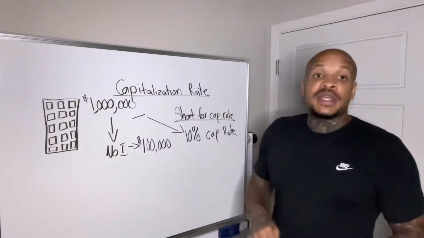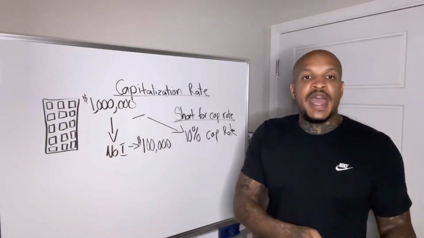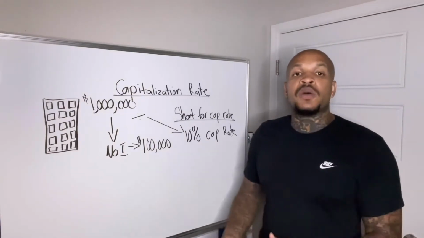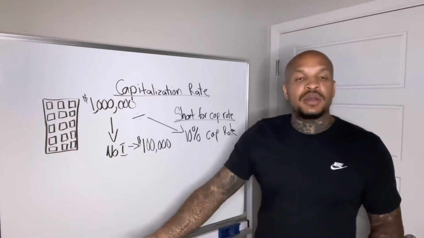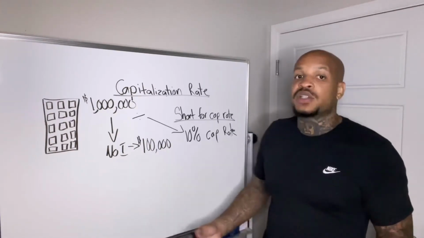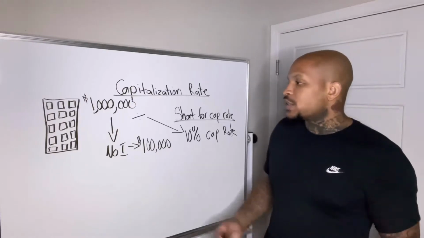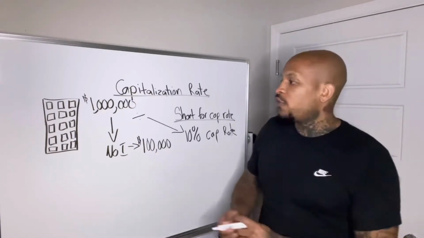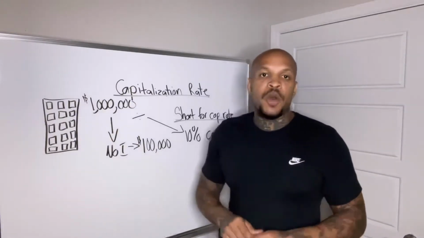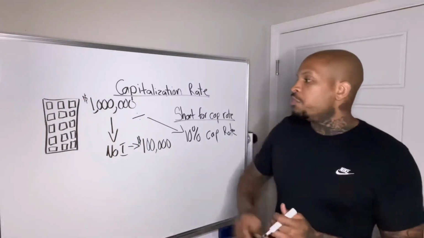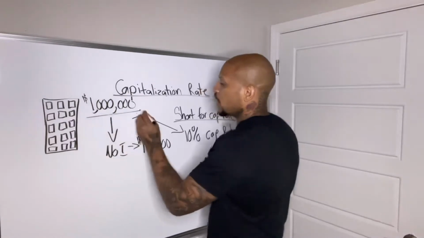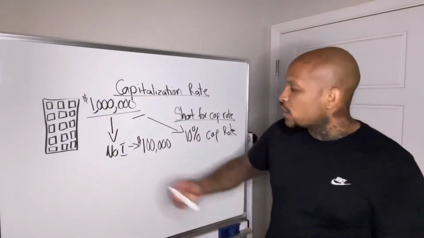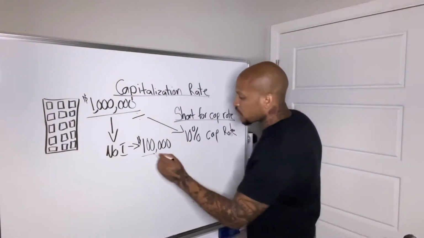Now remember, cap rate is what you get if you pay cash. If you get a loan from a bank, then the cap rate changes, and it's actually better because your cap rate goes up. Let's just say, hypothetically, you bought an apartment building for $1 million and the NOI on that apartment building was $100,000.